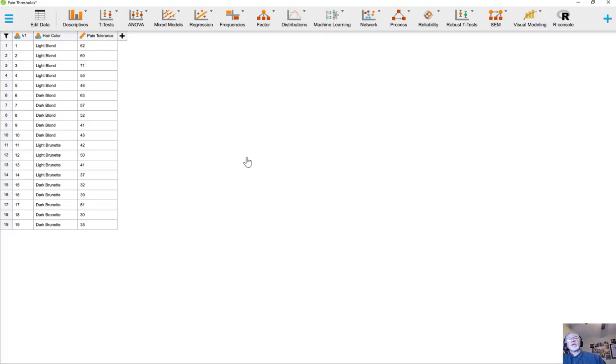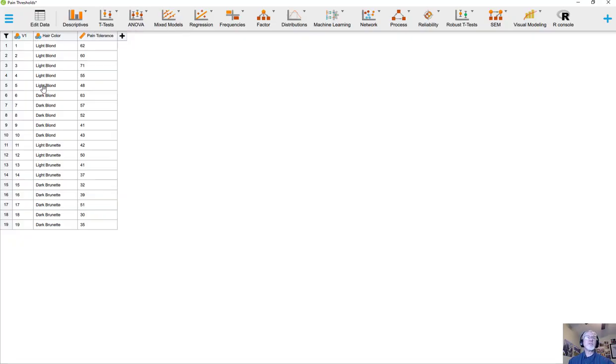This is an analysis that looks at data that relates hair color to pain tolerance. So individuals are given some kind of pain task. It doesn't specify what that pain task is, but a pain task could be, for example, how long you're able to hold your hand in ice water. And we're looking at that as a function of their hair color. We have four groups: participants that have light blonde hair, dark blonde hair, light brunette hair, and dark brunette hair. And then we have their pain tolerance values given.